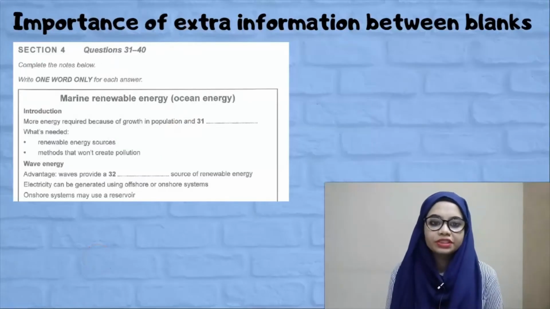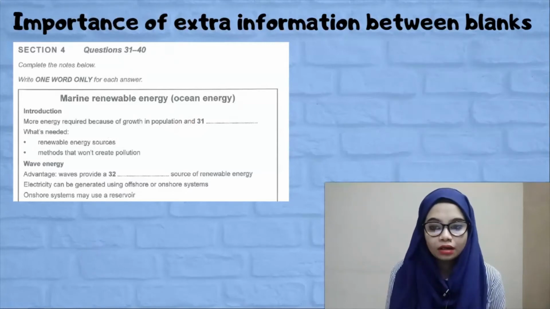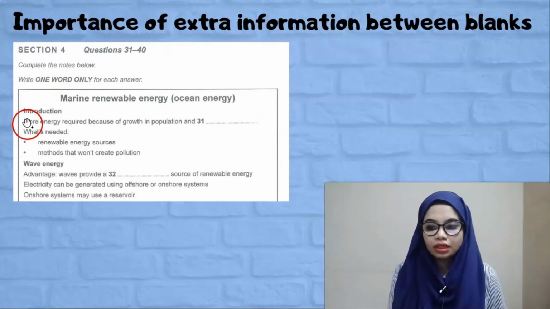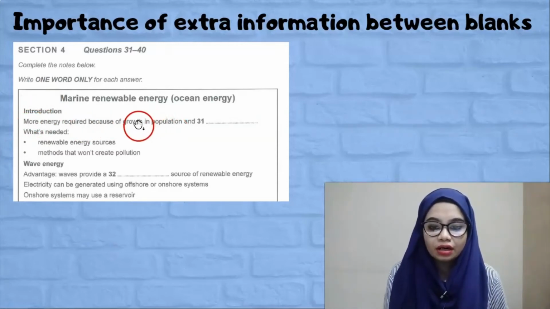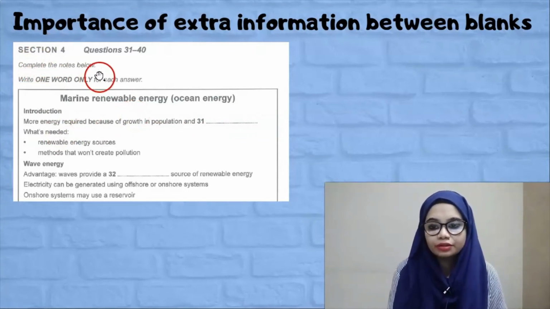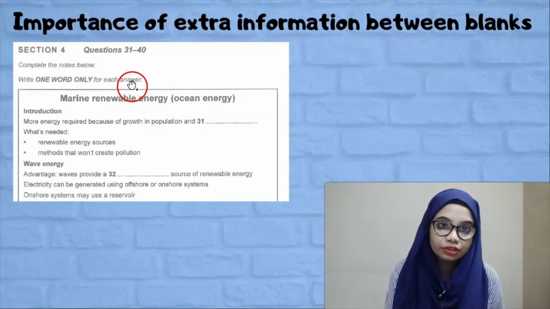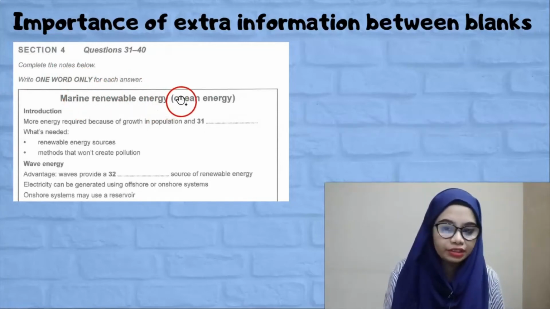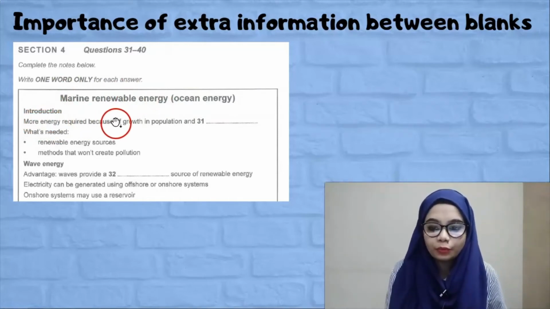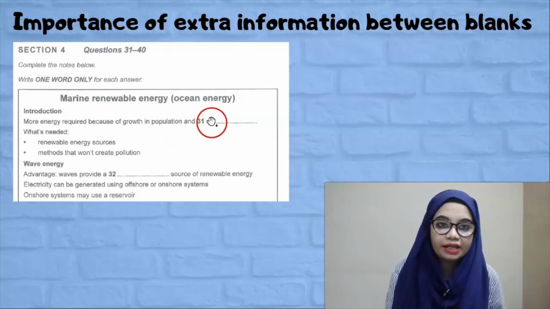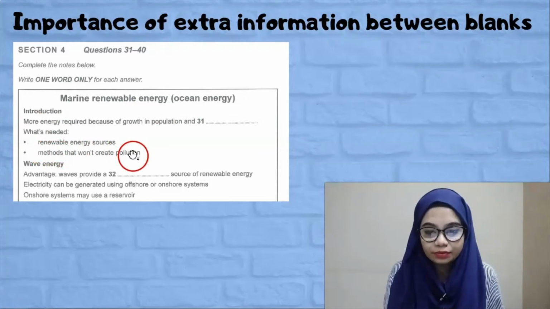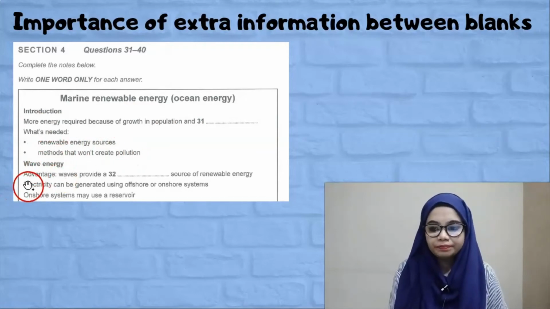Now, what is the importance of extra information given between blanks? Now let's see, you have Section 4 here. Introduction: more energy required because of growth in population and blank. Before actually going into it, we should read the instructions. Complete the notes below. Write one word only for each answer. Marine renewable energy, ocean energy. Introduction: more energy required because of growth in population and blank. What's needed: renewable energy sources, methods that won't create pollution. Wave energy.